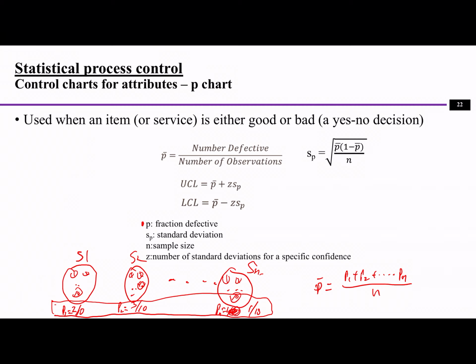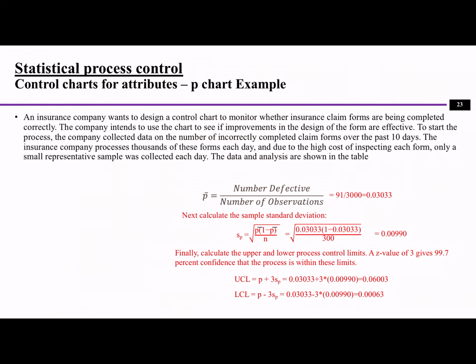SP can be calculated with this equation. If we find this P average, we can calculate the standard deviation with this equation. So this is how we get the control limits: upper control limit equals P bar plus Z times the standard deviation for a specific confidence, and lower control limit equals P bar minus Z times SP. This is how we find the upper and lower control limits for the P chart. And now let's look at one example.